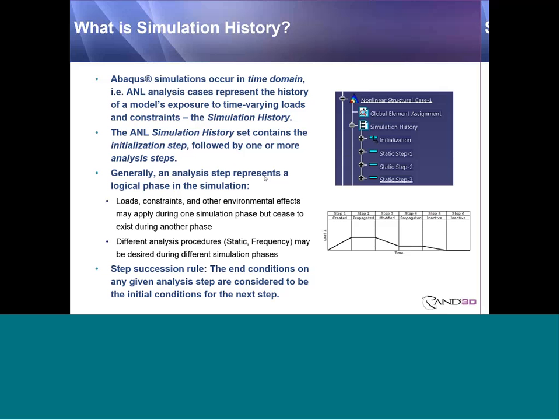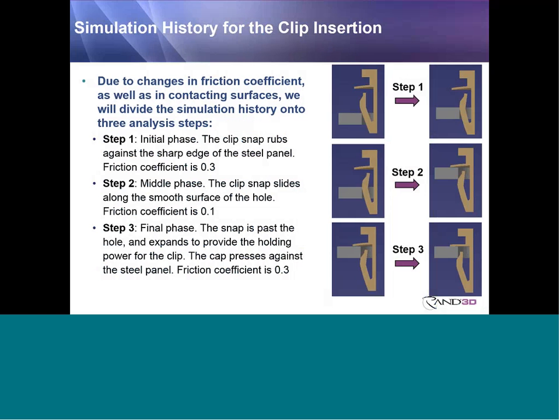So how many steps do we want to design for this one? Well, here's what I'm logically thinking about this case. What happens during different insertion phases is that the friction coefficient changes. During step 1, as you see, the surface rubs against the sharp edge, and the friction coefficient is about 0.3. Now, when the clip goes through this and slides along the smooth surface, the friction coefficient becomes 0.1. And lastly, the clip again rubs against a sharp corner, a sharp edge, and the friction coefficient is 0.3.